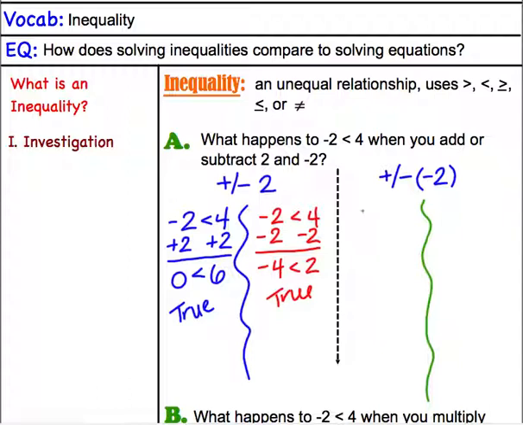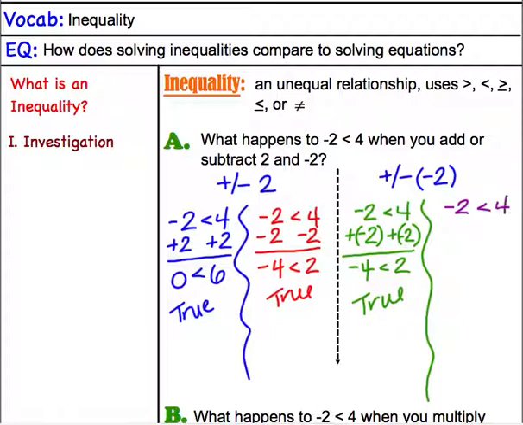So that's good. Now, if I go ahead and take -2 is less than 4, and I add -2, I get -4 is less than 2, which, as we can see from the other side, is also a true statement. And finally, if I take -2 is less than 4, and I subtract -2, which remember is the same thing as adding 2, I get 0 is less than 6, which is also a true statement.